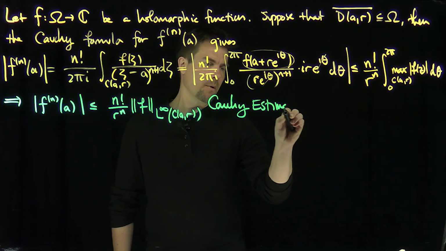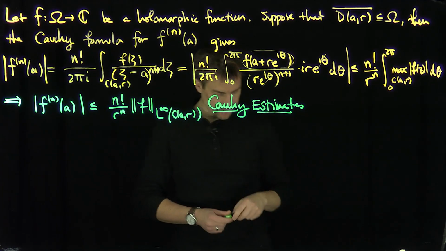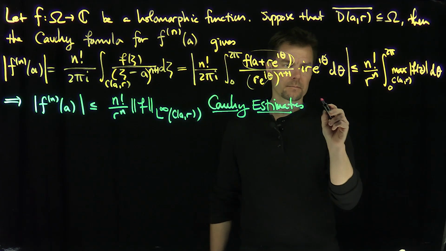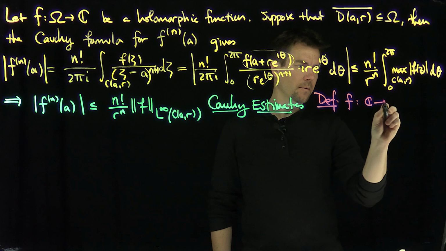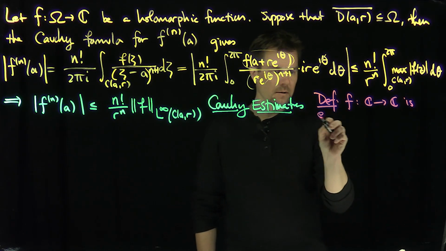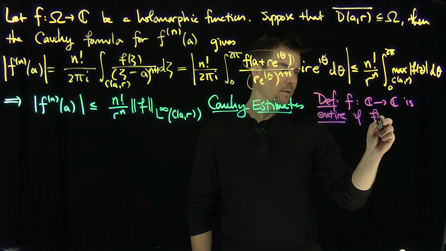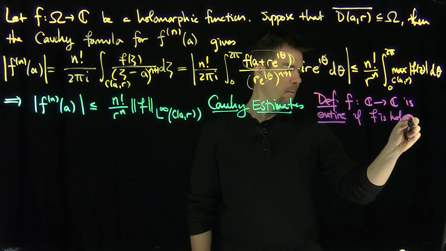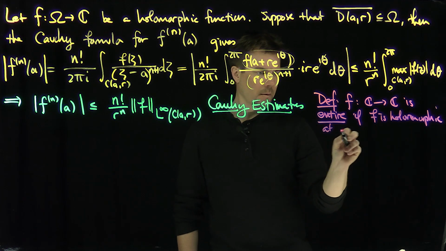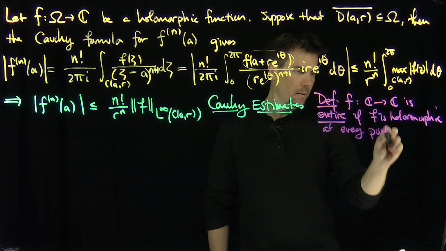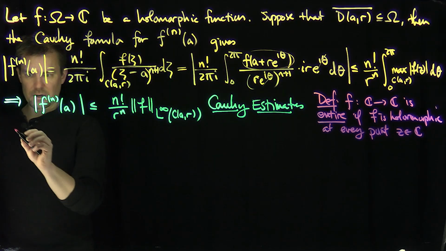Now, the Cauchy estimates are very valuable. Why so? Here's the classic example of using the Cauchy estimates. So we say, definition, f mapping C to C is entire if f prime exists, if f is holomorphic everywhere, at every point z in C. Okay. And so here's the first version of Liouville's theorem.